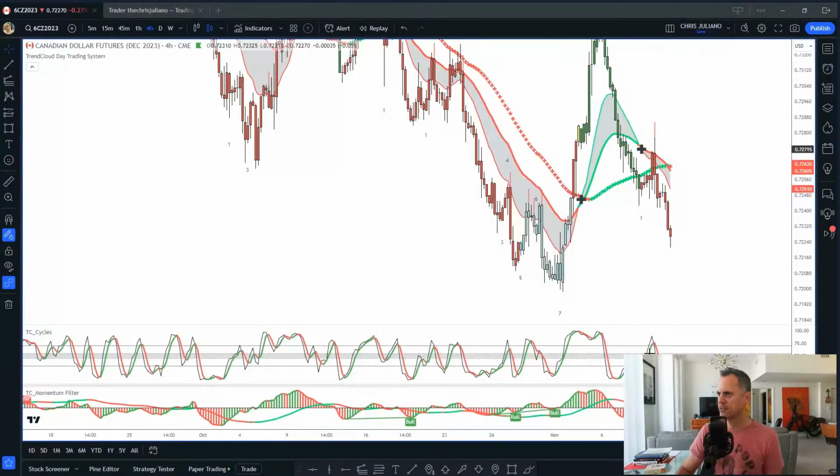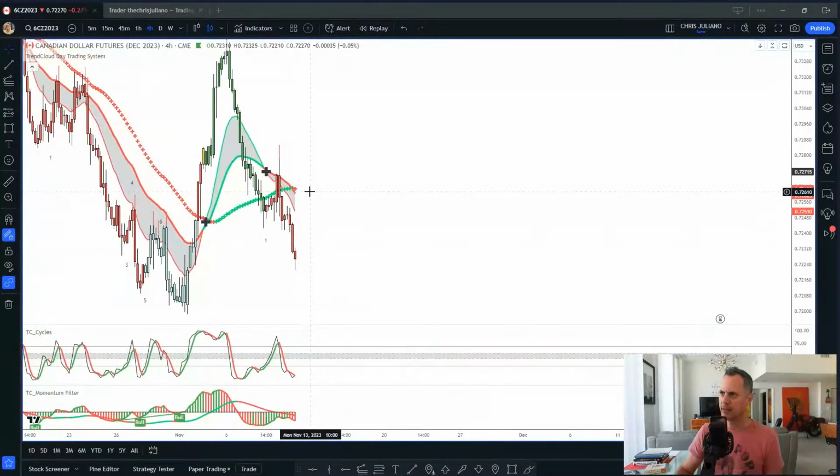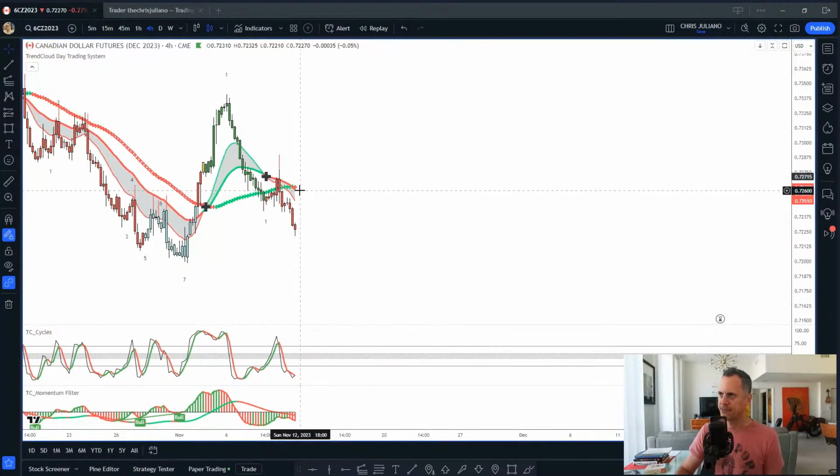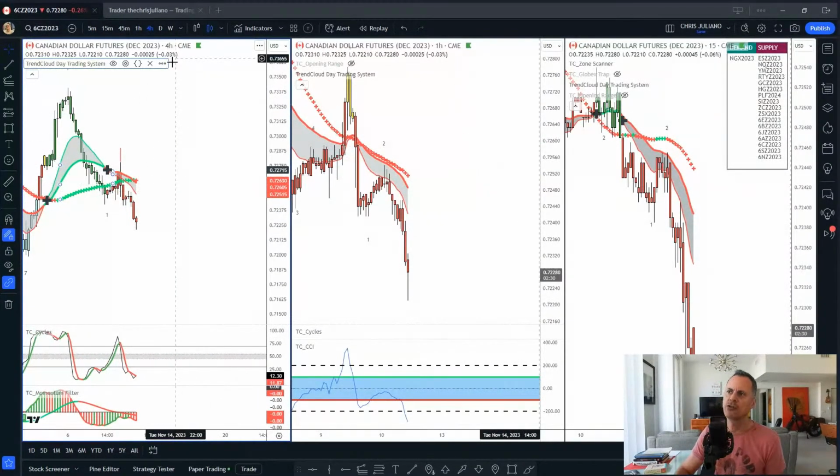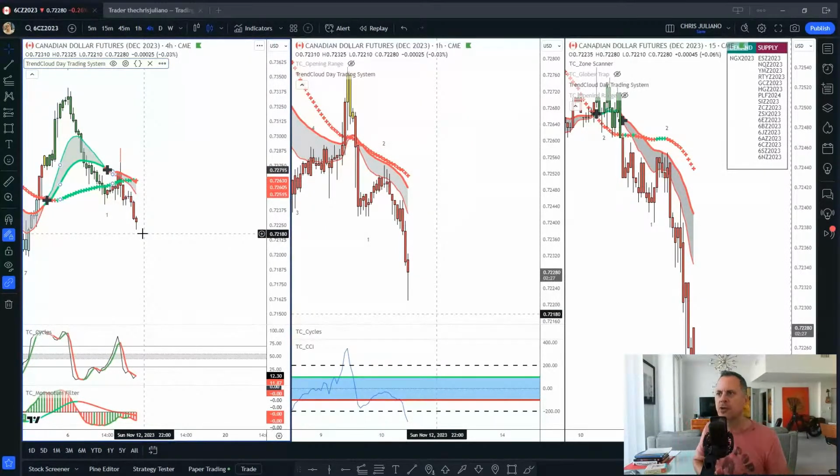Do you see how the trend cloud here has now just turned red? That 50 simple, okay, this line here, you see it's green. Now we have red candles, but that line is still green. Now we're red. So we've got a red trend cloud, red candles, cycling down, momentum is down. Beautiful. The high time frame always takes precedence. When you see all of that on your highest time frame, you've got something very powerful there.